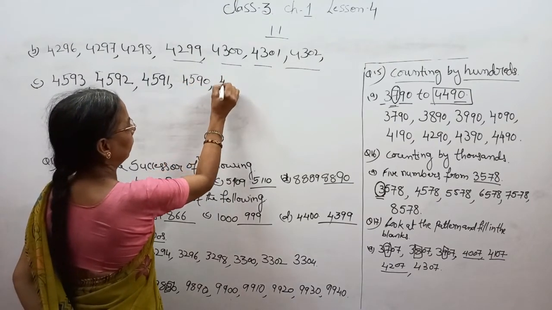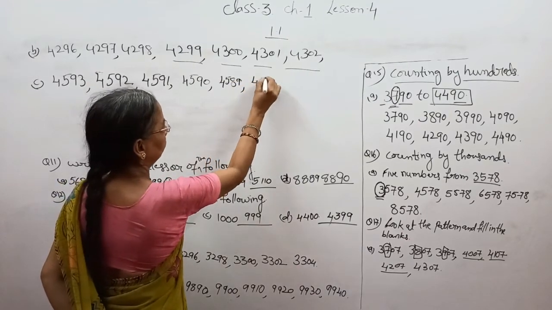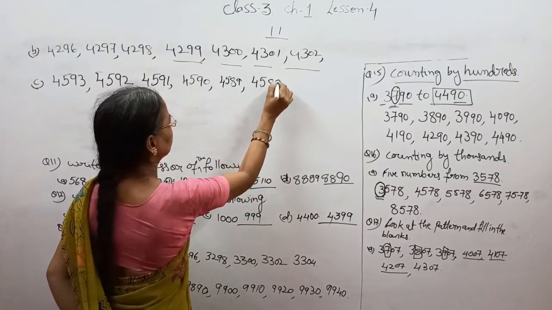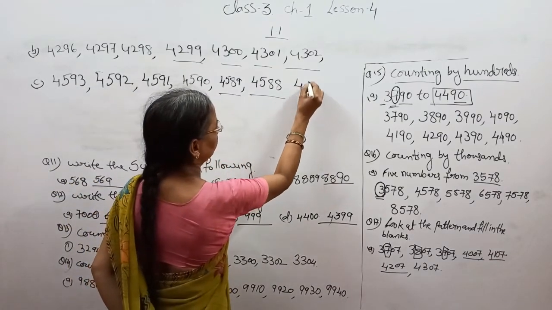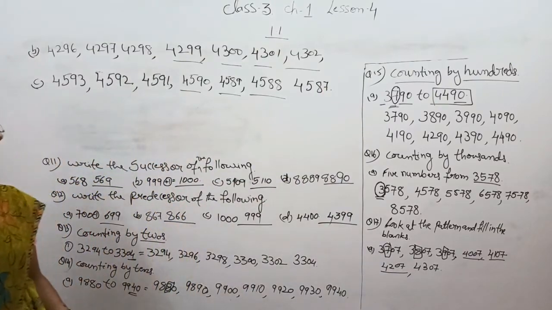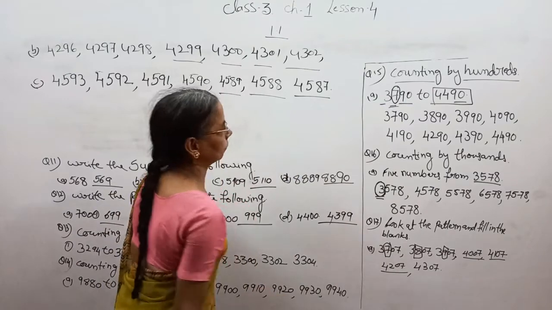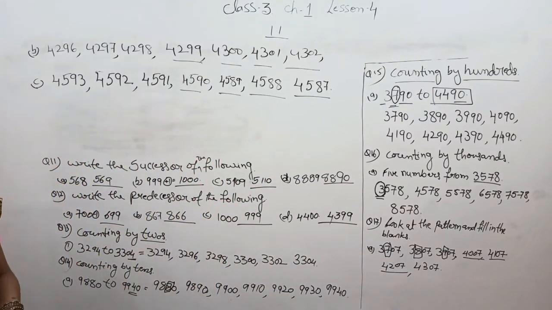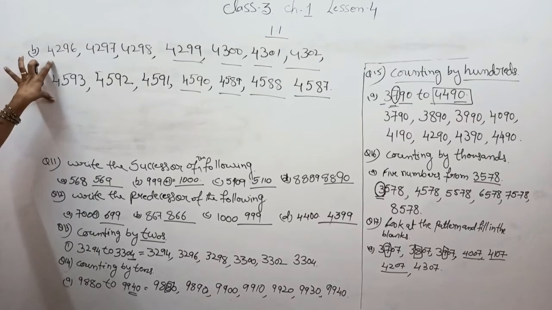4590, then 4589, then 4588, then lastly 4587. Like this, you have to complete the pattern, that is whatever is given in the question. Without any hesitation, you have to know how to complete that pattern.